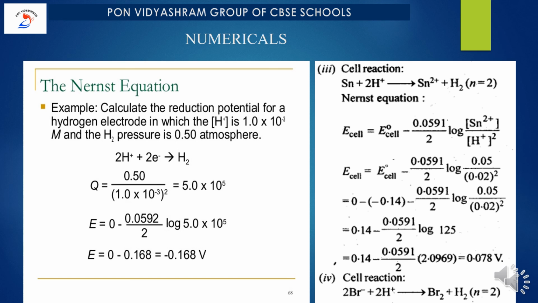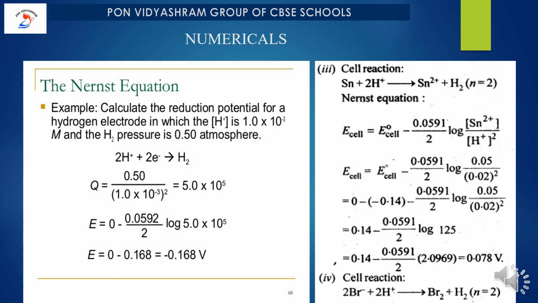Next one is to calculate the reduction potential for the hydrogen electrode, in which the concentration of H+ is 1 into 10 power minus 3 molar and the H2 pressure is 0.50 atmosphere. So, note it down here, the pressure of the gas is given.